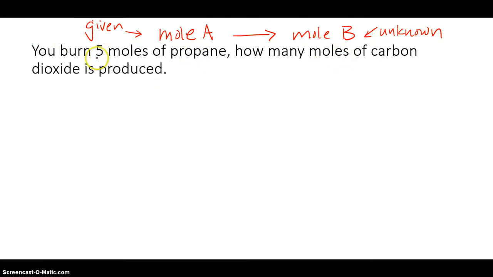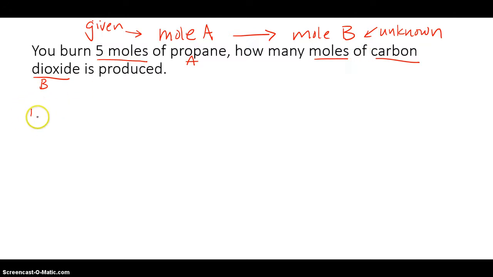So let's take a look at this problem and identify why it's a mole-to-mole problem. Your given already tells you have 5 moles of propane. We know that that's substance A. And then moles of B, how many moles of carbon dioxide is produced. So you see again it's moles that they're looking for, and this carbon dioxide is your substance B. So this clearly is a mole-to-mole stoichiometry problem.